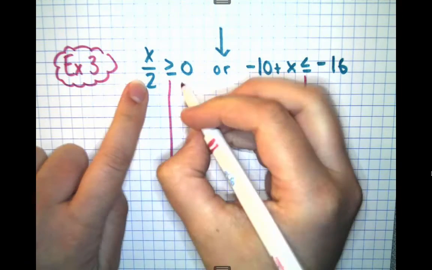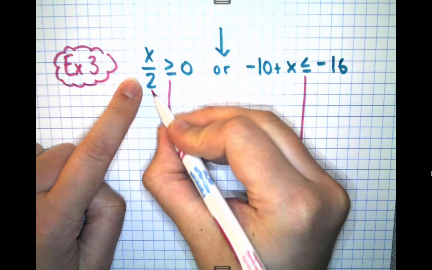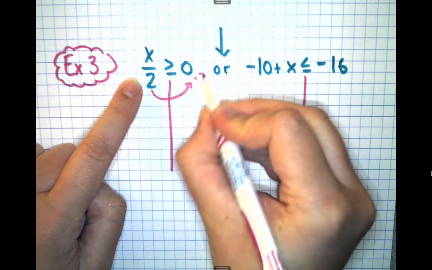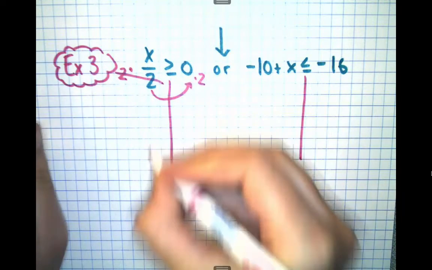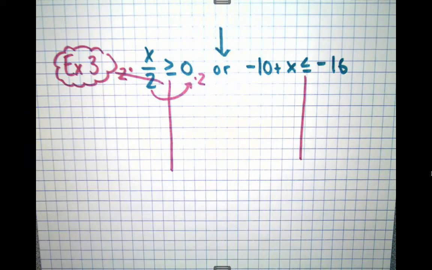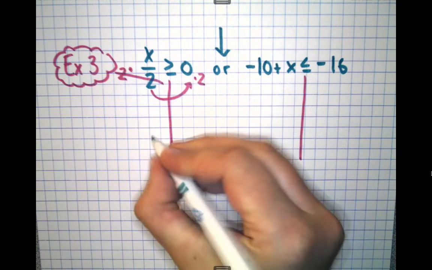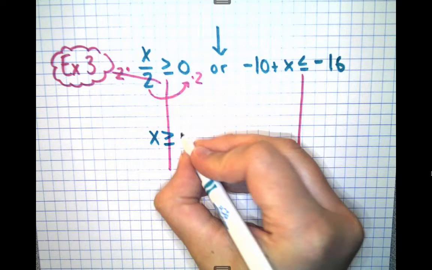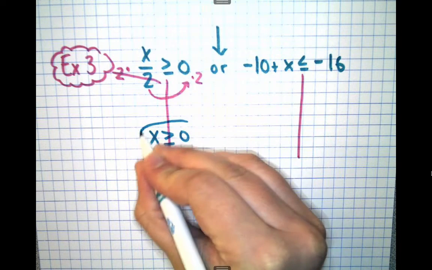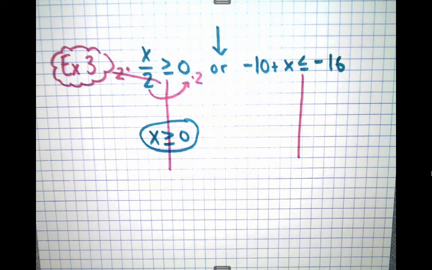For the fraction, since fractions mean divide, I'm going to move the 2 over by multiplying. Multiplying by 2 on both sides is going to get rid of it. So the x is going to be definitely isolated by itself. And I'm going to have x is greater than or equal to 0 times 2, which is just 0. So our answer is x is greater than or equal to 0.